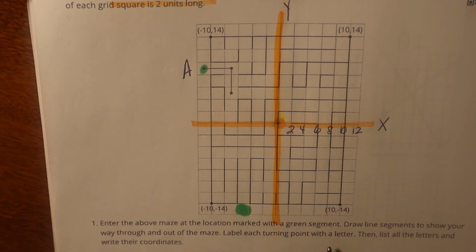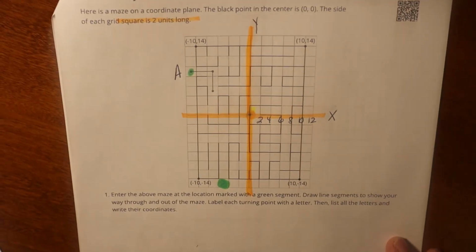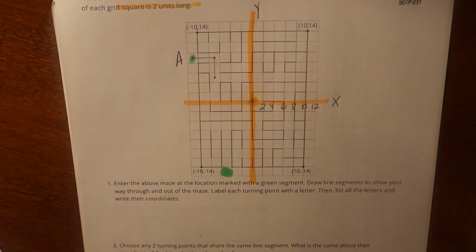Label each turning point with a letter. Then list all the letters and write their coordinates. So I'm going to do this as we go along, so it makes it easy for us.